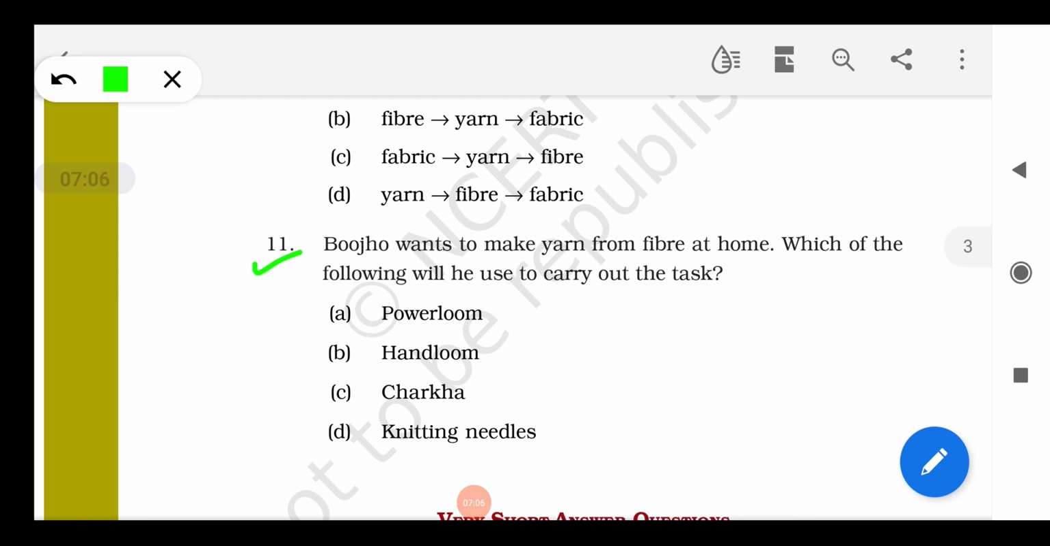Question number 11, Bujo wants to make yarn from fiber at home. Which of the following will he use to carry out his task? So again, you should have the understanding, yarn from fiber, matlab unko oon se dhaga banana hai, to iske liye hum charkha use karenge. Handloom is used to convert yarn into fabric. Power loom also is used to convert yarn into fabric. Knitting needle is also used to convert yarn into clothes, fabric. So, charkha is the correct one. It converts fiber into yarn.